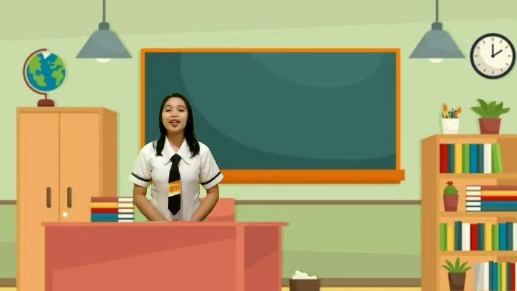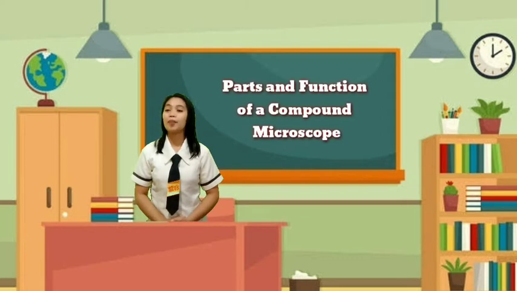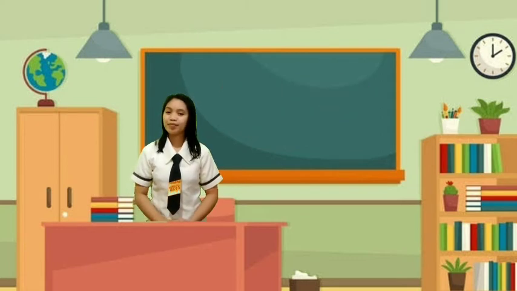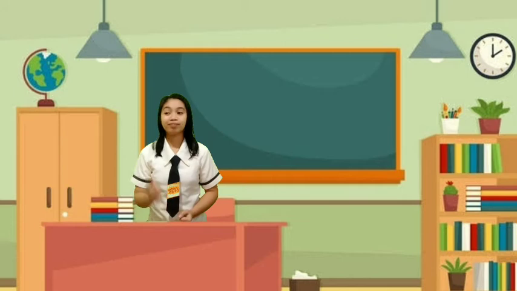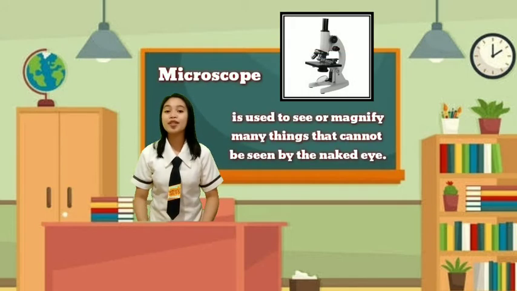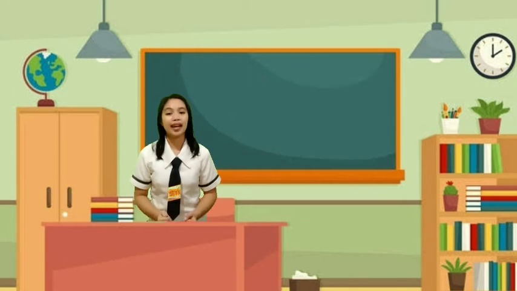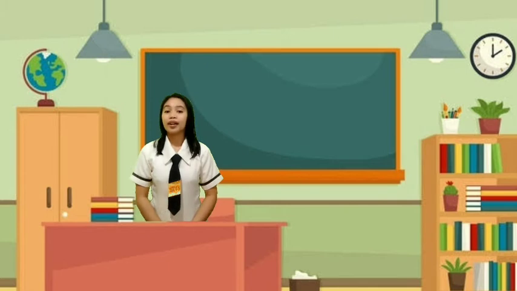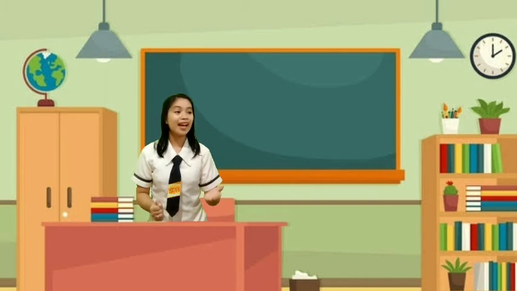Class, what did you learn from today's discussion? Very good. It's all about the parts and functions of a compound microscope. What is a microscope? Very good. A microscope is used to see or magnify many things that cannot be seen by the naked eye. What are the parts of a microscope? Yes?